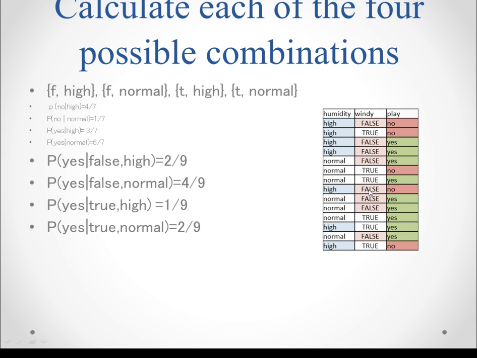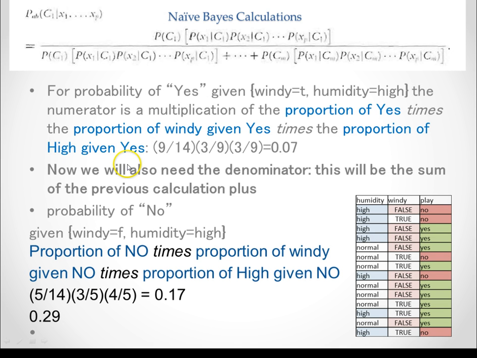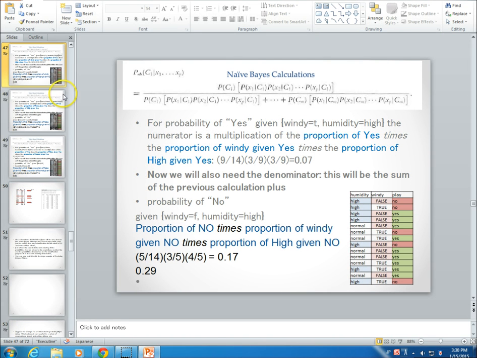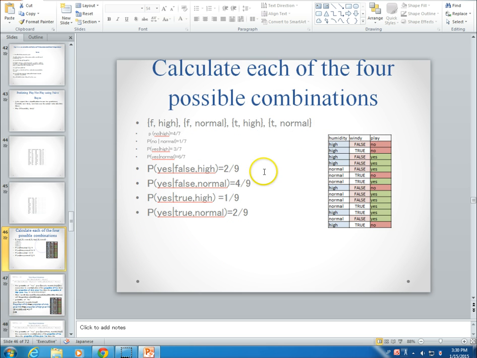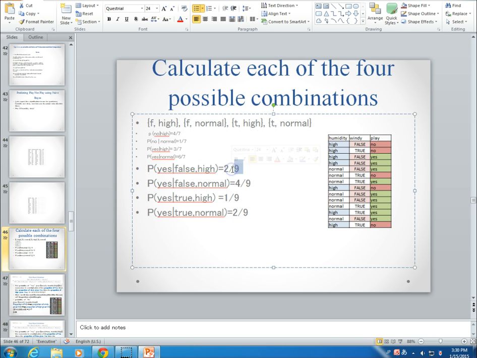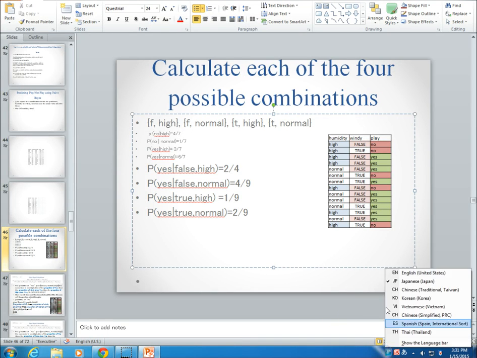And which ones are yes? None of them are yes, right? Two of them, wait. False, high, oh yes, I have 2 of them. So it's 2/4, right? Do you agree? Can I change this number to 2/4? So do you agree with me this is 2/4? Okay, good.